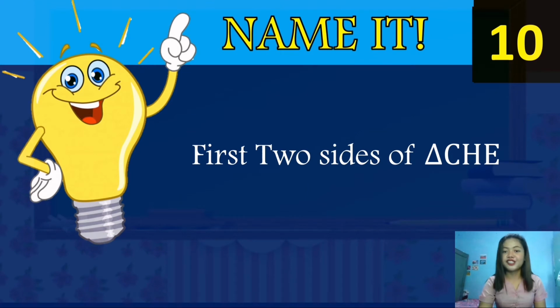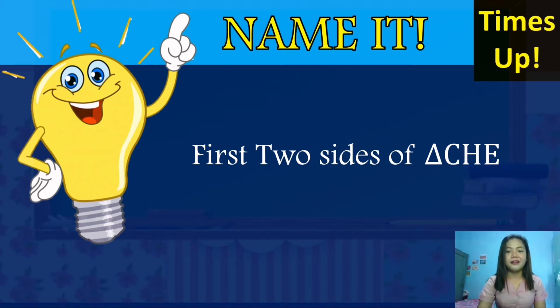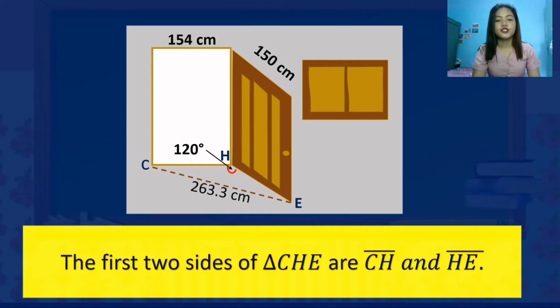What are the first two sides of triangle Che? Time's up. So the first two sides of triangle Che are side CH and side HE. Galing talaga.